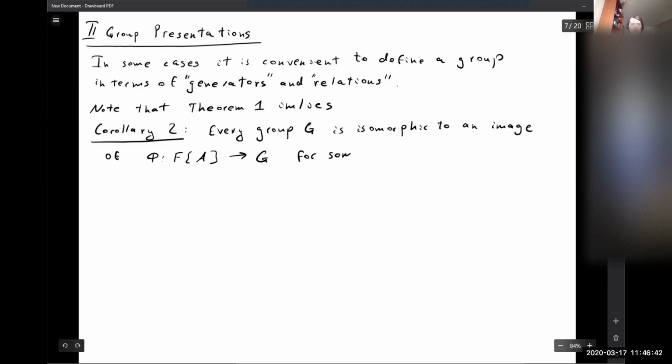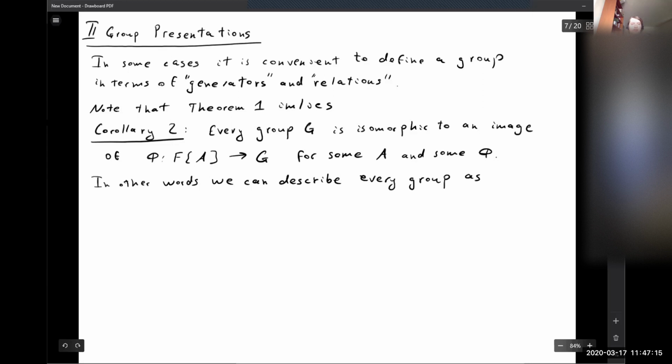For some A, and some phi. So in other words, we can describe every group as a quotient of a free group. And that's precisely what we will talk about in the second part of our lecture.